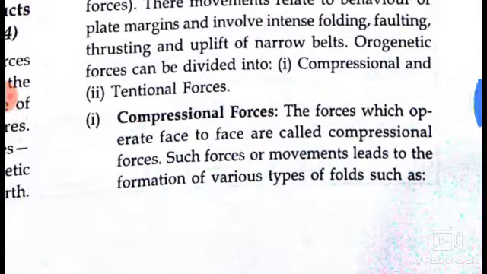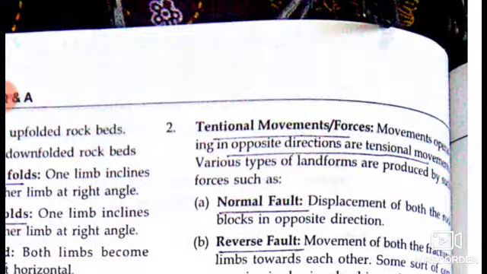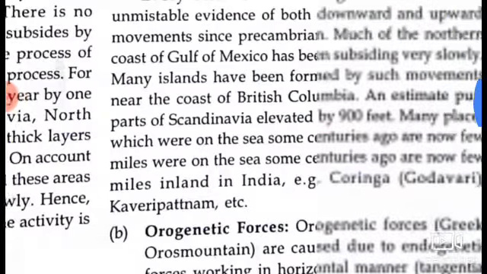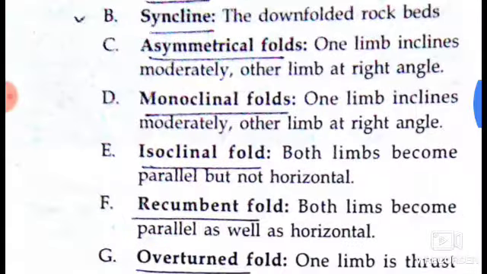Such forces or movements lead to the formation of various types of folds such as anticline, the upfolded rock beds; syncline, the downfolded rock beds; asymmetrical folds, where one limb inclines moderately and the other limb steeply; and monoclinal folds, where one limb inclines moderately and the other limb is at a right angle.